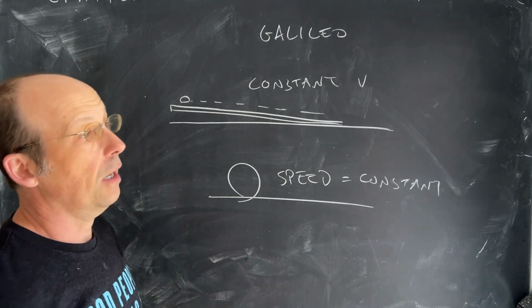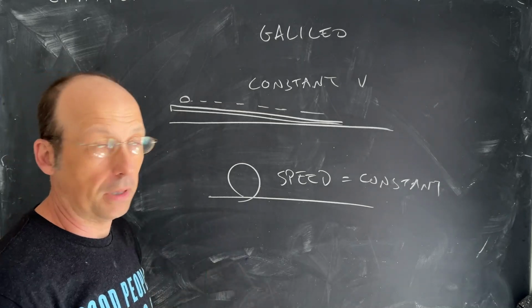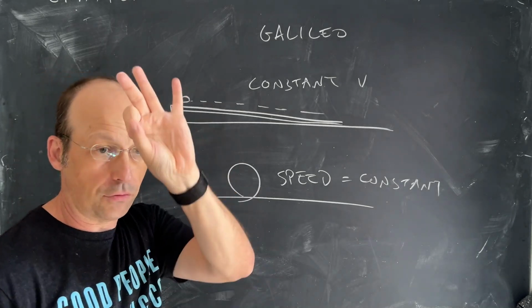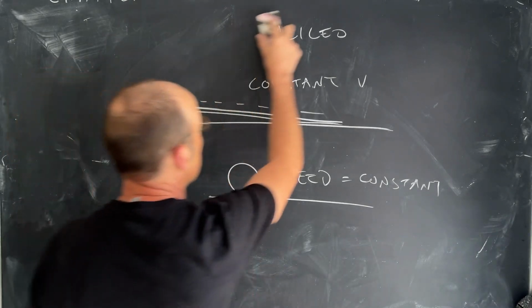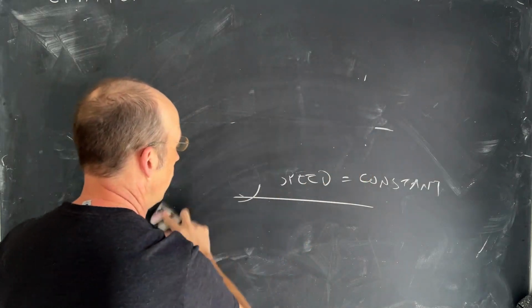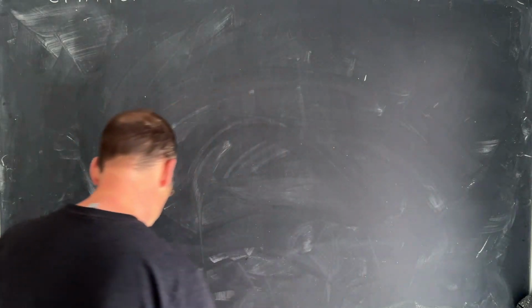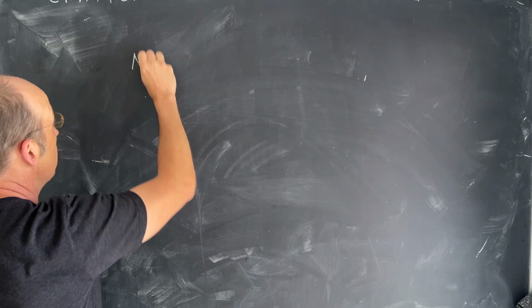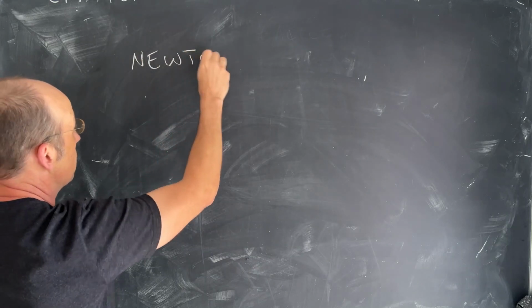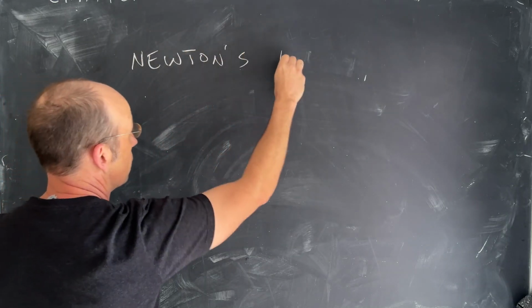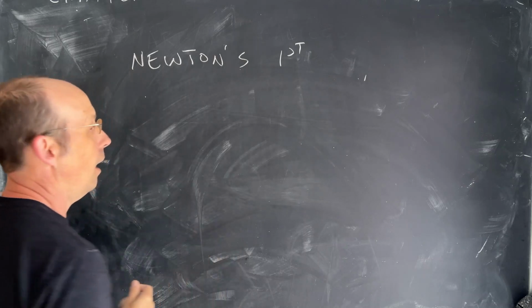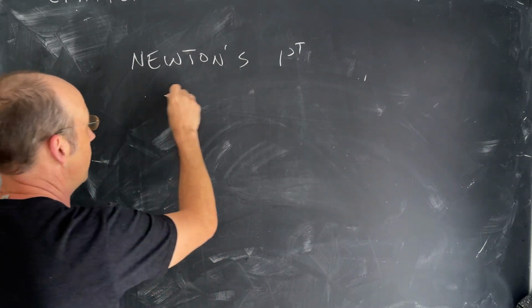So Newton took the ideas of Galileo and kind of formalized them. And I'm going to go through Newton's 3 laws of motion. So Newton's first law of motion. And I don't think you need to memorize these. Newton's first. I'm going to write this the way I like it.